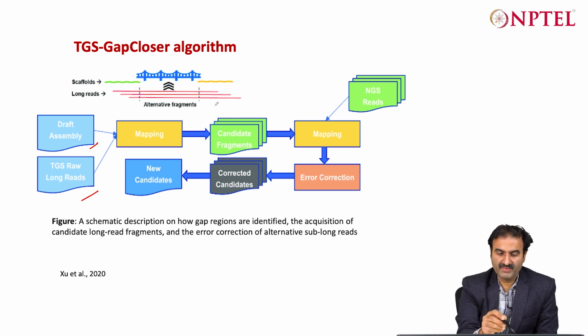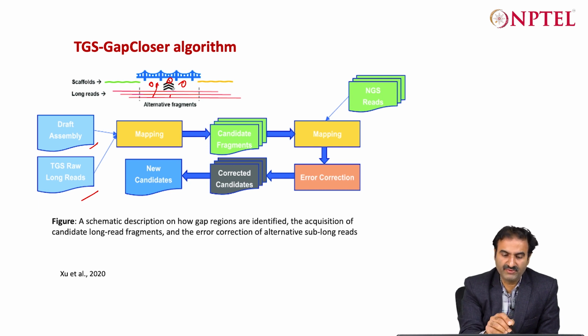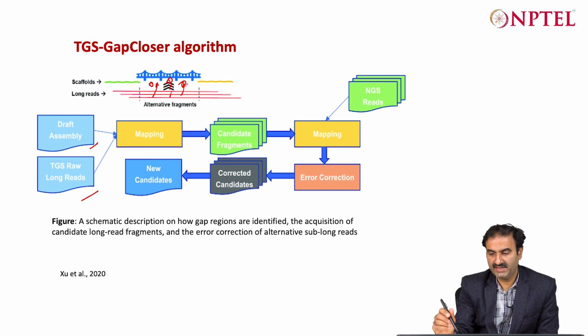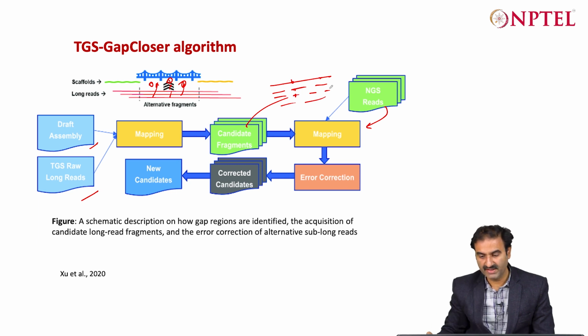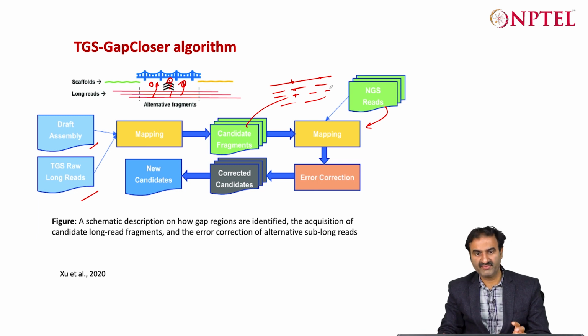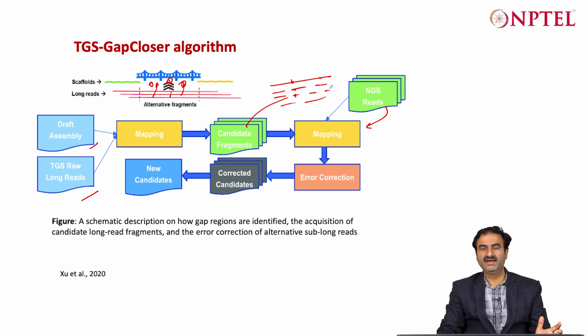So basically we know that some gaps have to be filled up, and so we will find the long reads that align well into those regions. Then on those reads we will map the short reads. So in this candidate fragment that we have got, we will map the short reads and correct the errors in this read using the information from the short reads. After the error is corrected, we will take the corrected candidates and use them as new candidates to fill up the gaps.